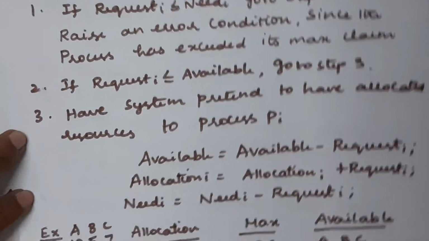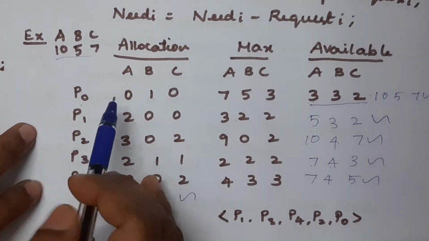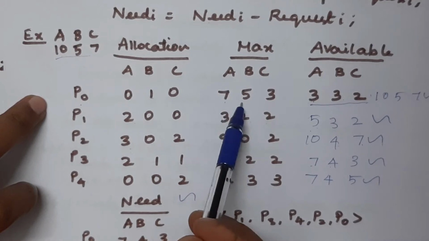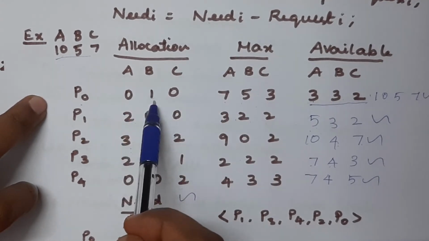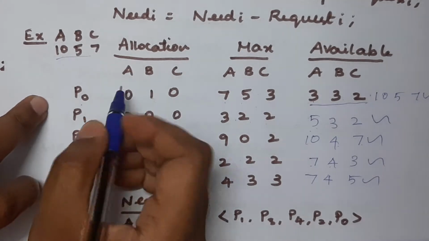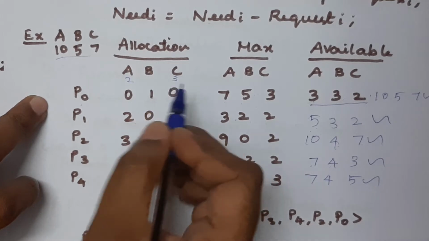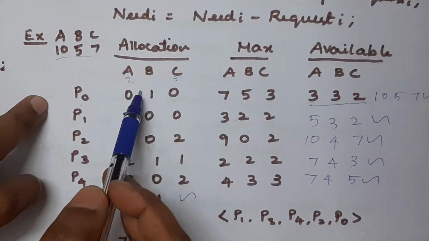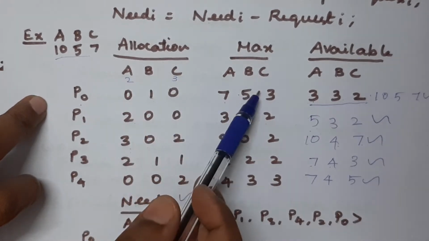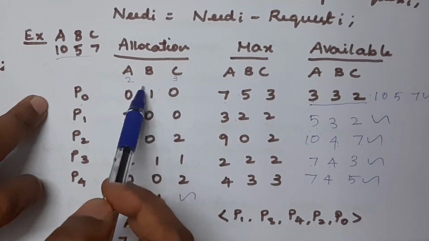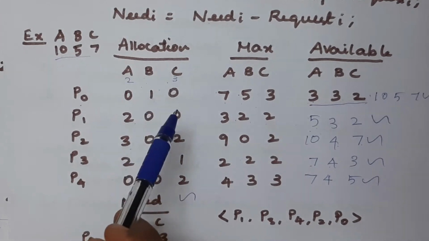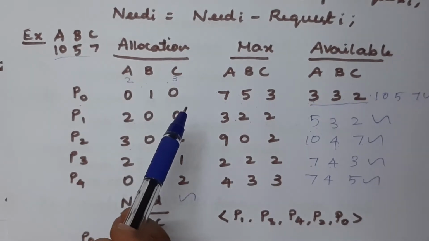So I will explain with an example. Here we have the process P0. We have the max value as 753, but we have allocated only one resource of type B. Suppose P0 is requesting 2 more resources of A and 3 more resources of C. So it is requesting at the beginning itself. If you allocate the 2 more resources of type A and 3 more resources of type C, we need to check whether this request will lead to a safe state or an unsafe state. We need to check it, and only afterwards can we allocate the requested resources.